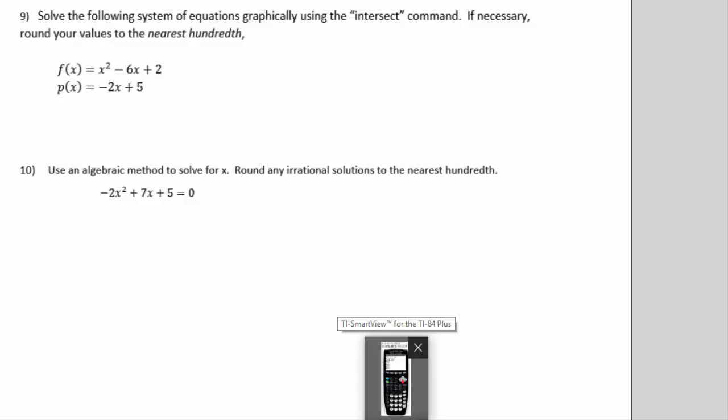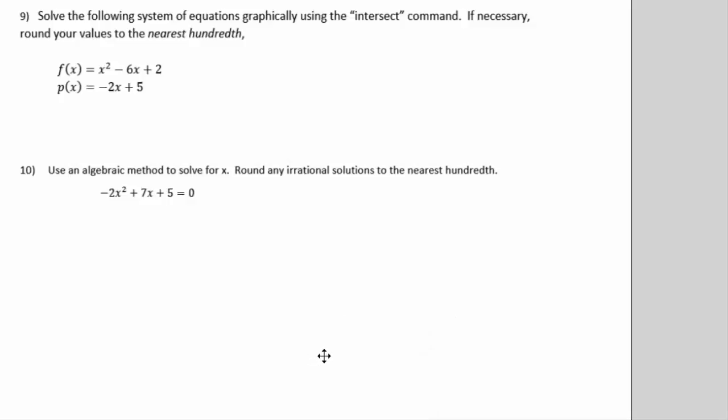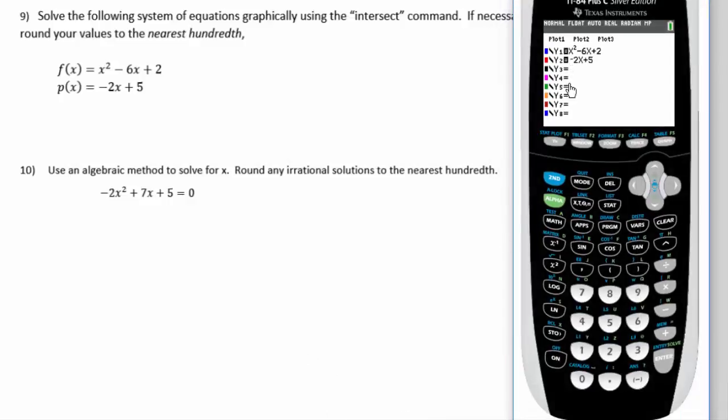All right, so for number 9, we're going to bring in our graphing calculator. Now, if you don't have one with you, hopefully you did this in class. And if not, just pay close attention. Know the keystrokes. You might want to write the keystrokes down to help you. I already typed these in to save us time. We have f of x equals x squared minus 6x plus 2, and p of x equals negative 2x plus 5. We're solving the system of equations graphically using the intersect command.